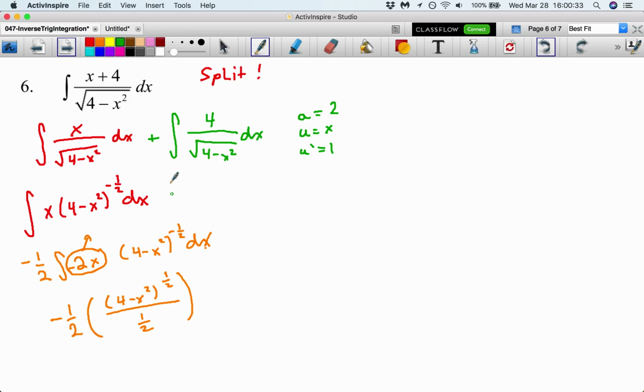So I'll write this as plus. I need a 1, so I need a 4. And I'm multiplying the inside by 1/4, or I just factored out the 4. Either way, we have this minus, not plus, dx.